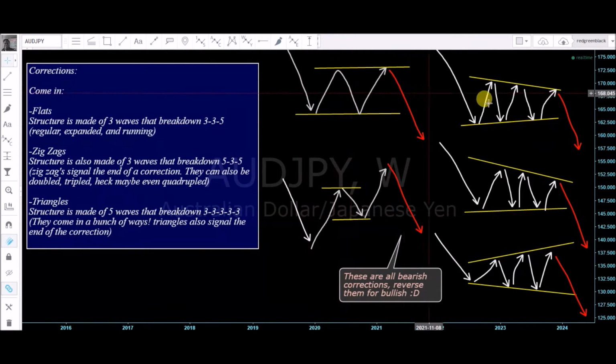I drew all these in bearish correction. You just flip them for your bullish correction. We have impulse, impulse, impulse, impulse. All structure starts and ends with impulse.